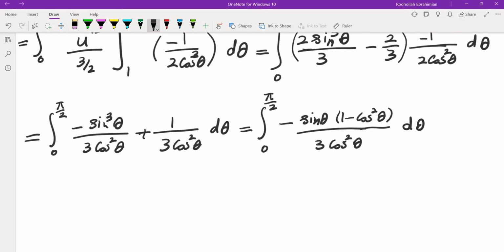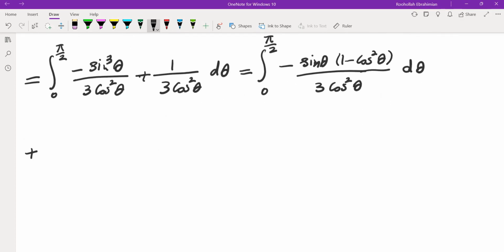So this is the first integral. The second integral is integral from 0 to pi over 2 of 1/3 secant squared. What is the integral of secant squared? Well, the integral of secant squared is just tangent. So we can evaluate that one as tangent. And then what is the integral of the other one?